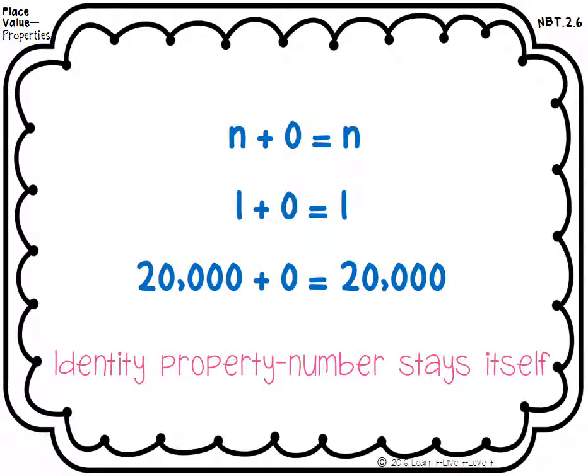Okay, the next one, this is one of my favorites. Any number plus 0 is equal to that number. So whether that number is 1 plus 0, it's still going to be that number, 1, or it's 20,000 plus 0, it's going to be 20,000. And that's the identity property. The number's going to stay itself. And remember, these are just addition properties we're talking about now.